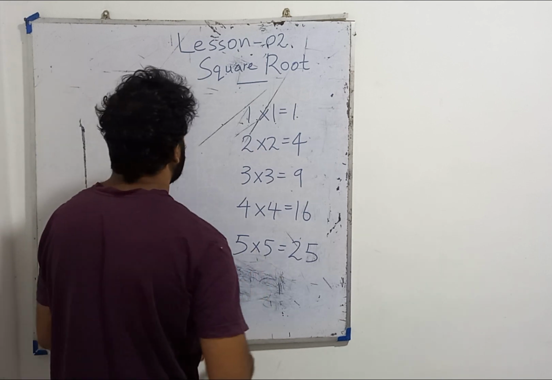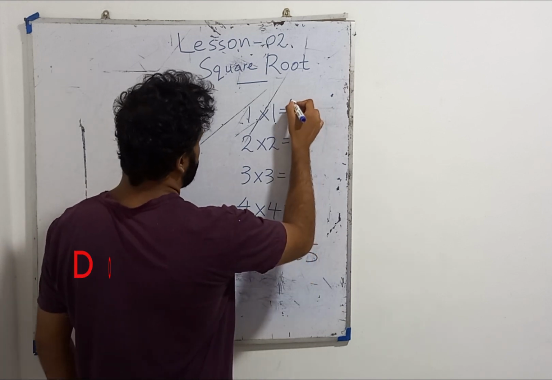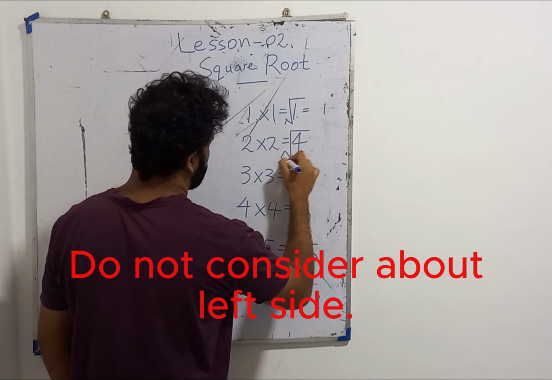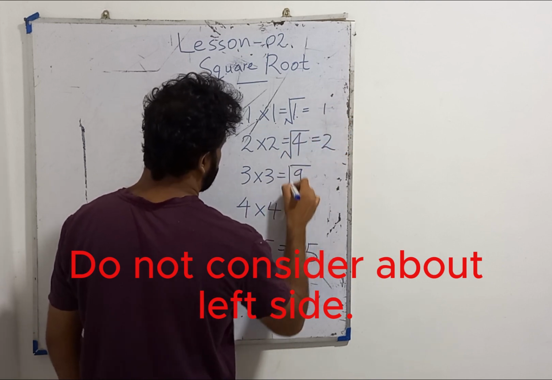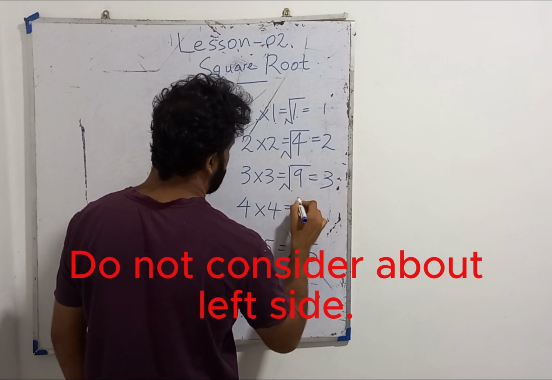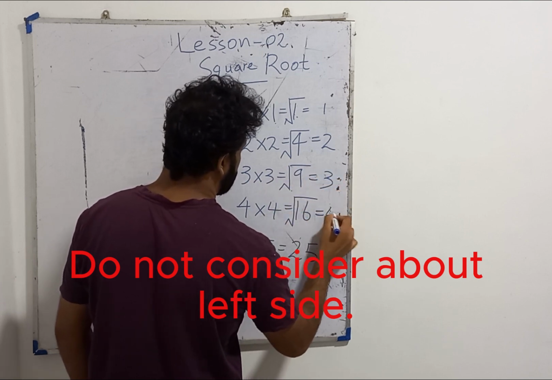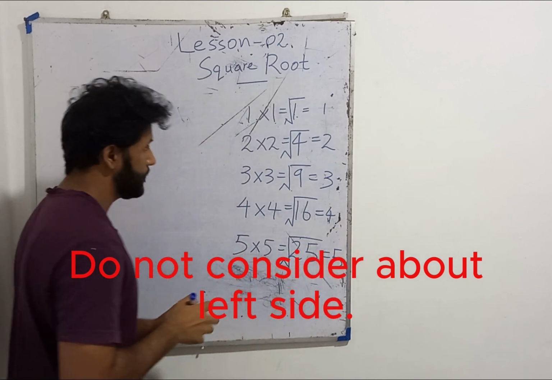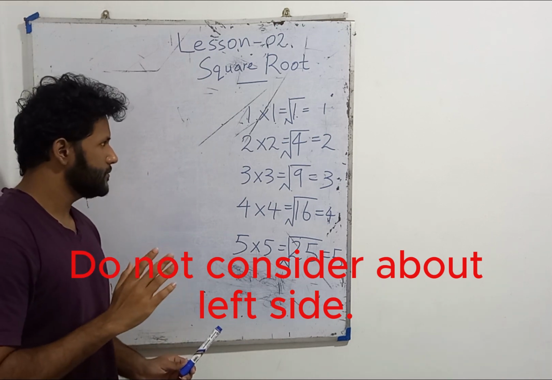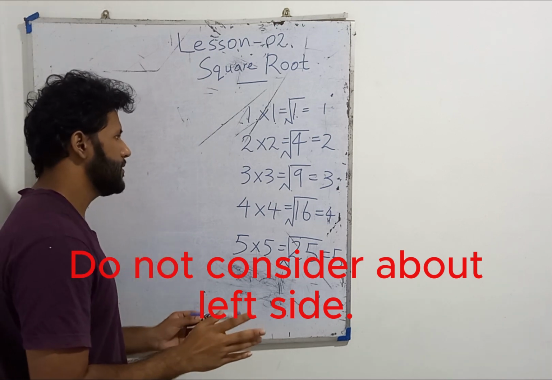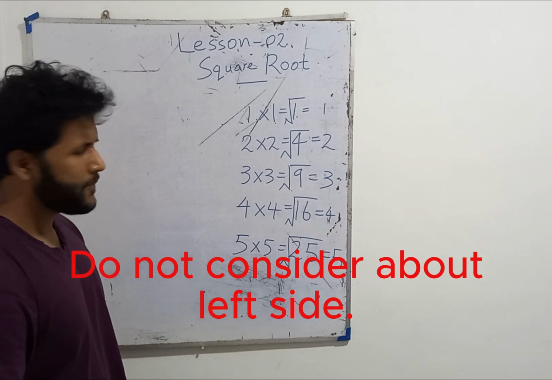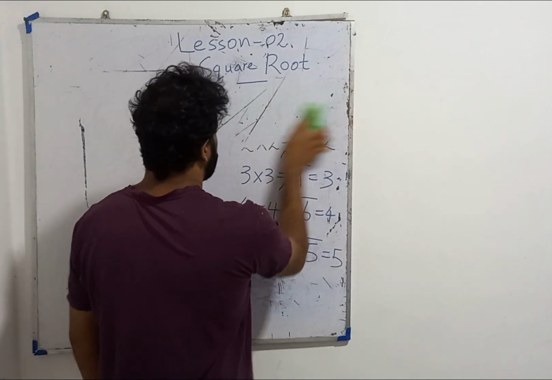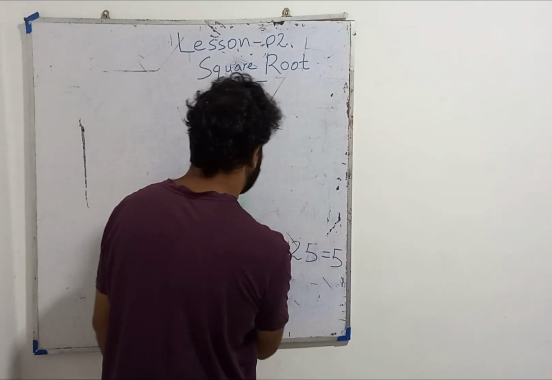So if we take the square root of 1, it's again 1. Square root of 4, it's again 2. Square root of 9, it's again 3. Square root of 16, 4. Square root of 25, again 5. Basically this one. Let's go a little bit further.